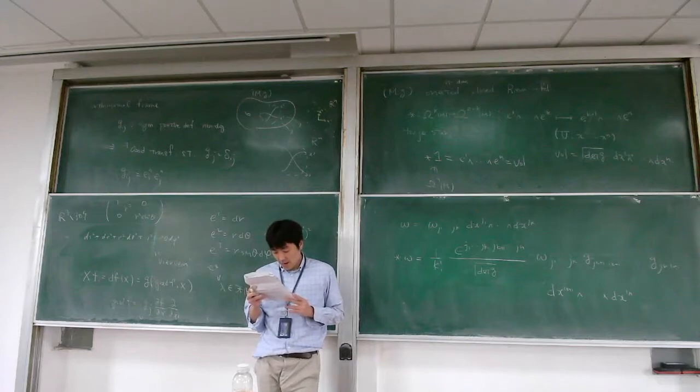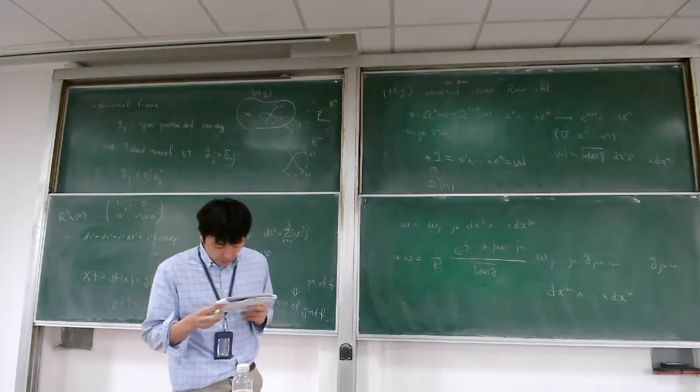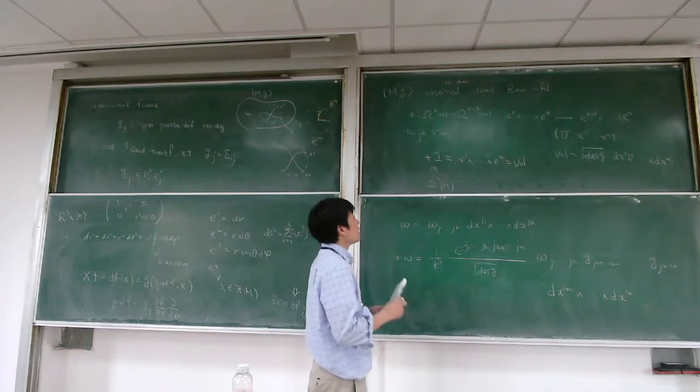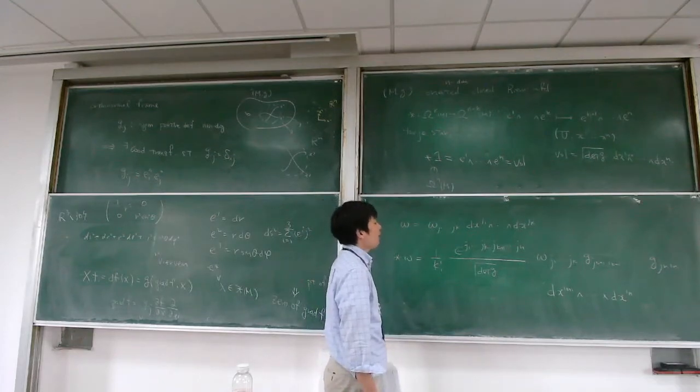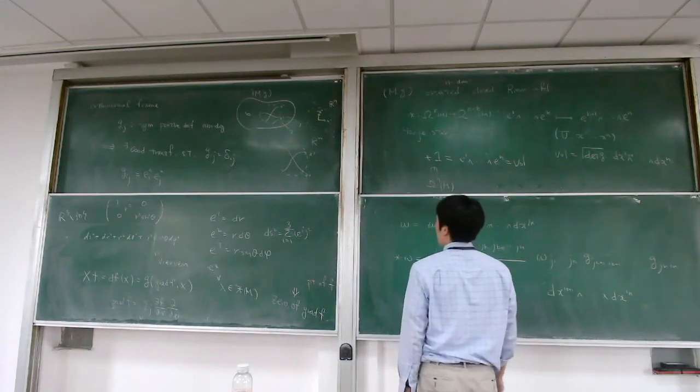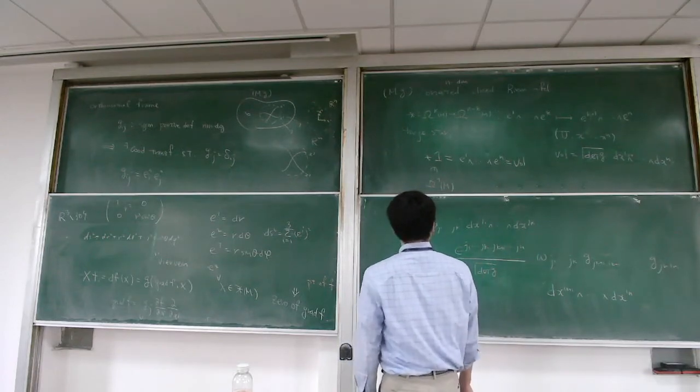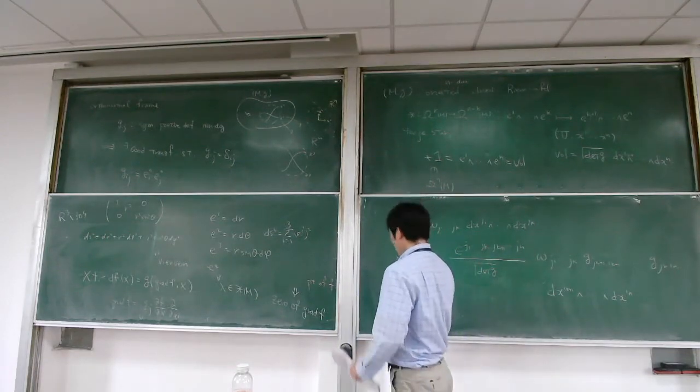Okay, and then one can do the following calculation. So now we can do the following operation. Where should I erase? Should I write here?